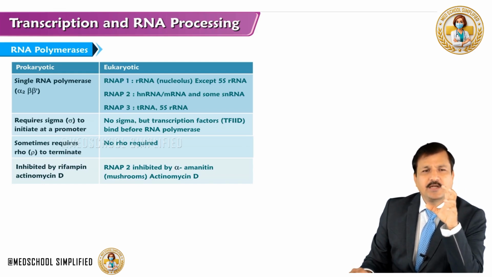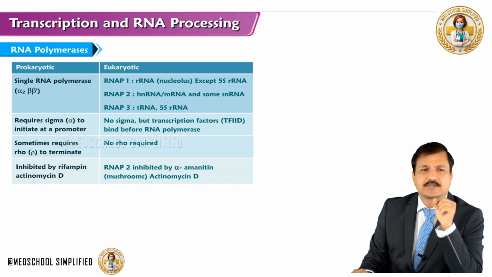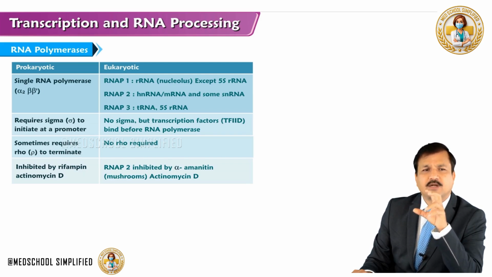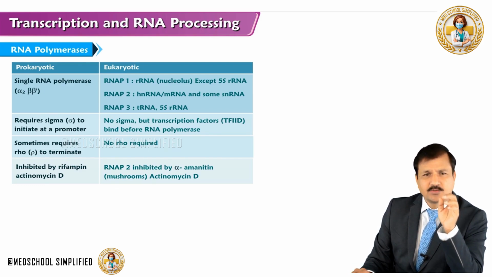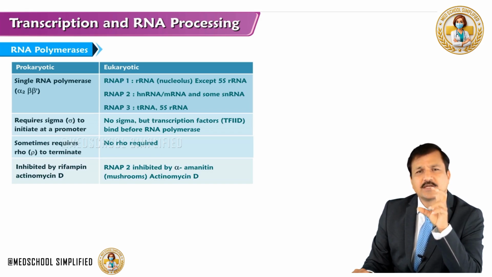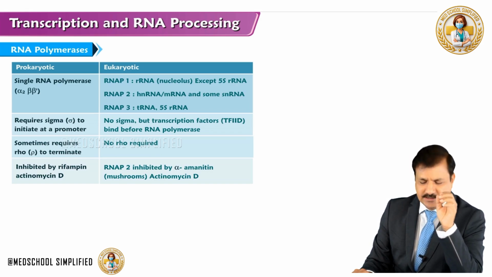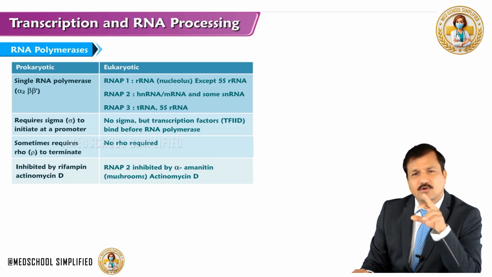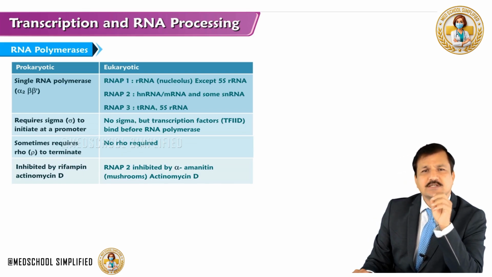Coming to RNA polymerases seen in eukaryotes. There are three eukaryotic RNA polymerases, as you can see here, which are distinguished by the particular types of RNA they produce. Now, RNA polymerase 1 is located in the nucleolus and it synthesizes 28S, 18S and 5.8S RNAs. Whereas RNA polymerase 2 is located in the nucleoplasm and synthesizes heterogeneous nuclear RNA and mRNA and sometimes snRNA.